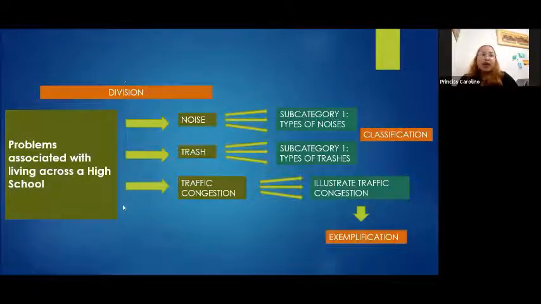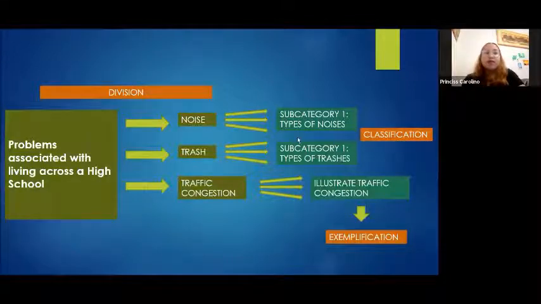The way you write your subcategories is called the division process. You want to identify what kind of problem, and you don't want to discuss everything mixed together. That is why you divided it into subcategories, which are these 3. And for the classification, you added the details for subcategory 1, which is noise. What are the types of noise that you may experience living across a high school? There is not just one noise; there are many kinds of noise. So you have to classify them by what type of noise it is.